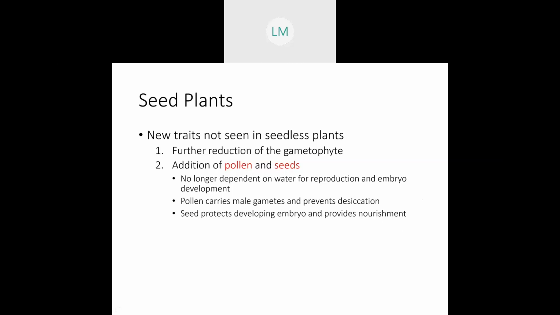So now we don't need water to carry our sperm, our male gametes, right? We have pollen to do that. And we don't need water for this embryo to develop because the embryo has all of the nourishment, nutrients, water, everything that it needs within the seed. So we don't have this dependency on water like we did before.